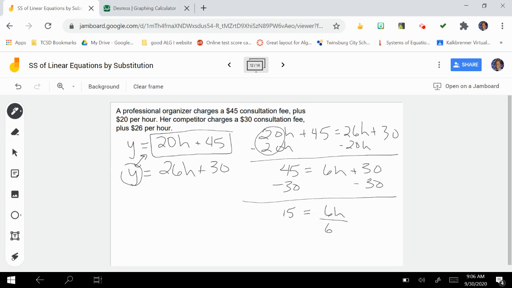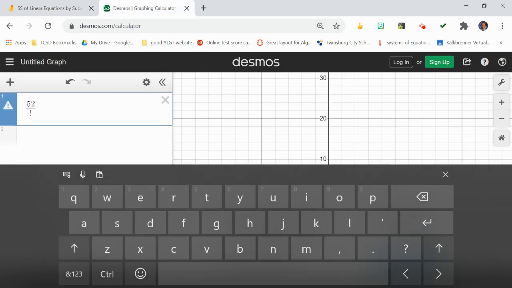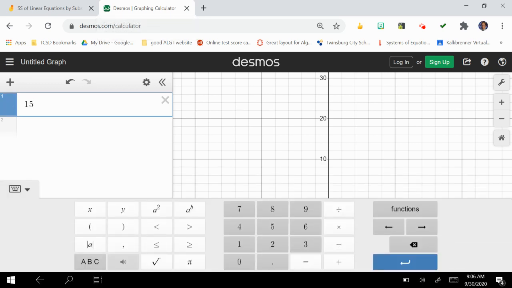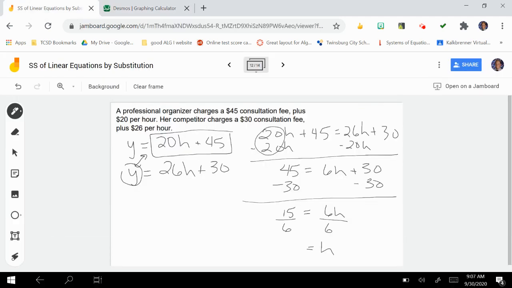If I go here, I divide by 6 because I'm going to solve and isolate h. What is 15 divided by 6? That's a fraction, right? So let's look at that. 15 divided by 6. So 2.5 hours, right? So what does that tell you? That these two are equal at 2.5 hours.